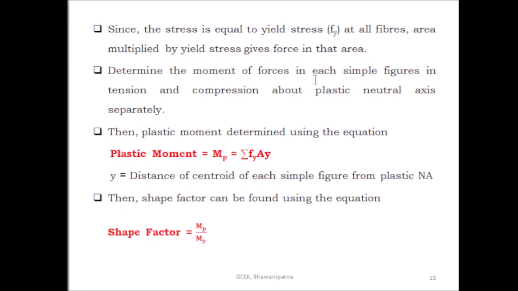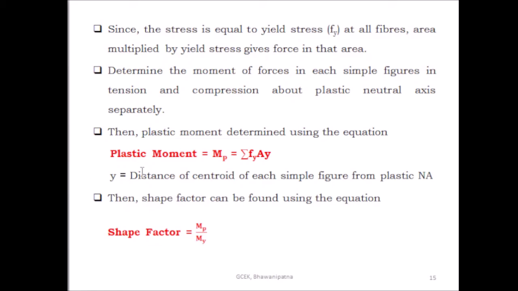Then determine the moment of force in each simple figure in tension and compression about the plastic neutral axis separately. Then you have to find out the moment of all the forces in the tension zone and in the compression zone about the plastic neutral axis separately. Then the plastic moment can be determined using the equation Mp is equal to summation of fy into ay. Fy is the yield stress, A is the area and y is the distance of the centroid of each simple figure from the plastic neutral axis.